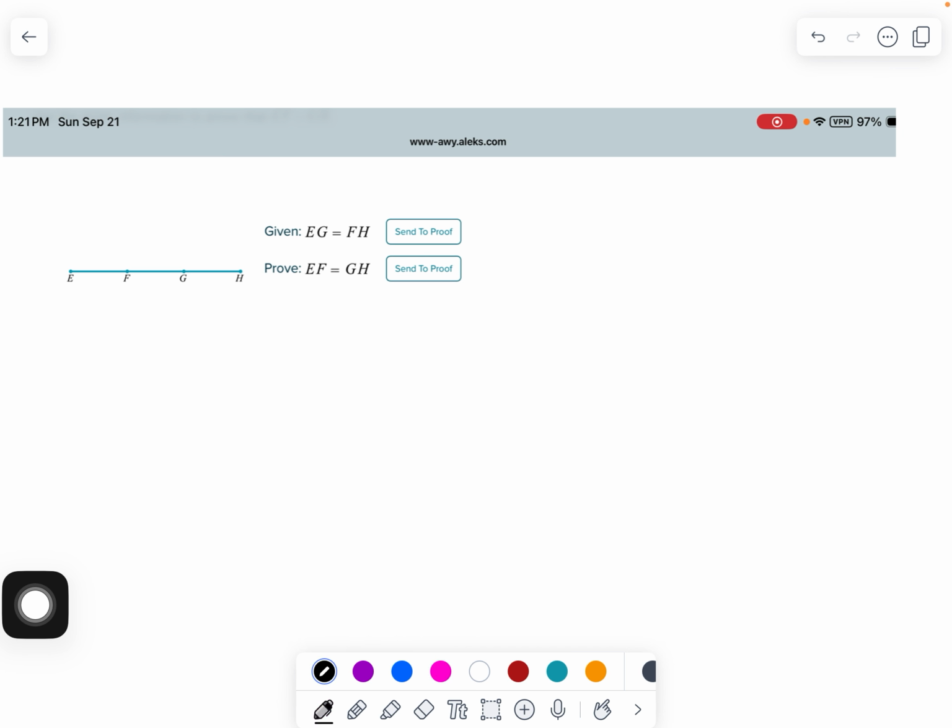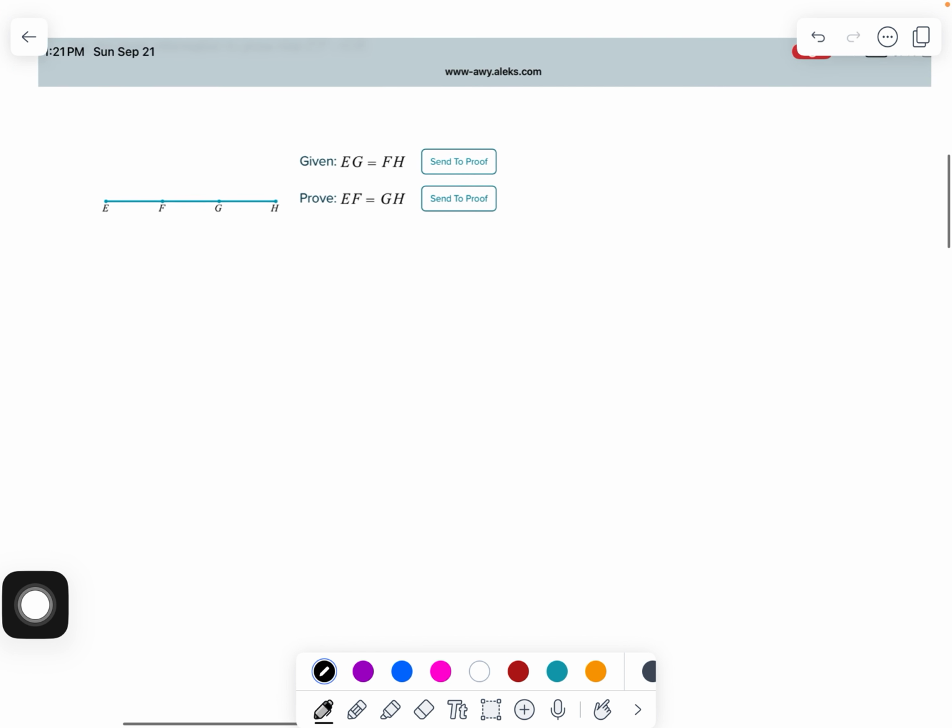Okay. If I have this proof, how do I know? If I've got that EG was equal to FH, how do I know that EF was equal to GH? How would I know that? Well, I probably would know because those are equal. I would also know that this piece right in here was always equal to itself. Okay. So I'm going to end up doing some segment addition. See if I can show you this.